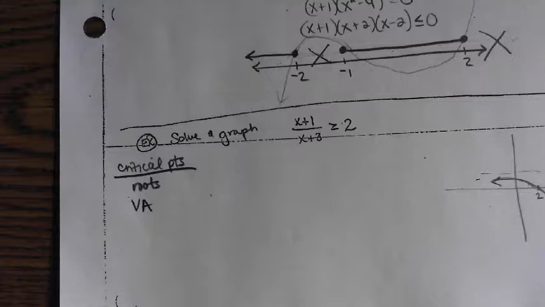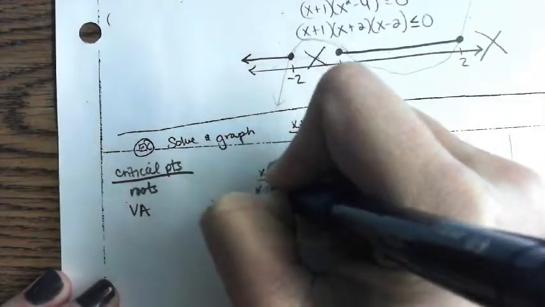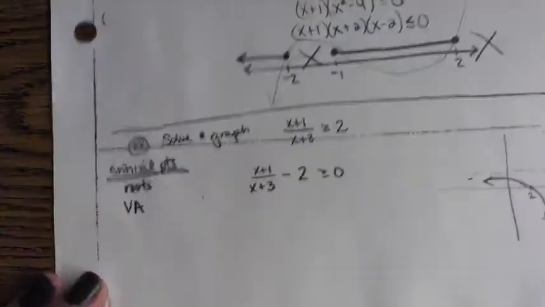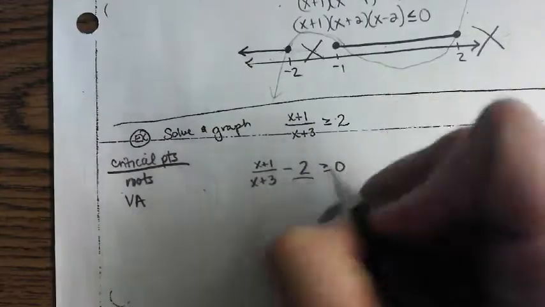So, to get this thing started, just like polynomials, we do need it to be equal to 0. So I'm going to subtract the 2 over. Not only that, but I need to get this into a strictly rational function, not a rational function that's getting shifted down, right? To get it to be a strictly rational function, we have to do the subtraction to make this a single fraction. So that's going to require getting a common denominator.